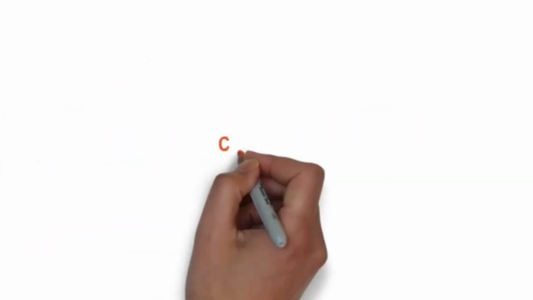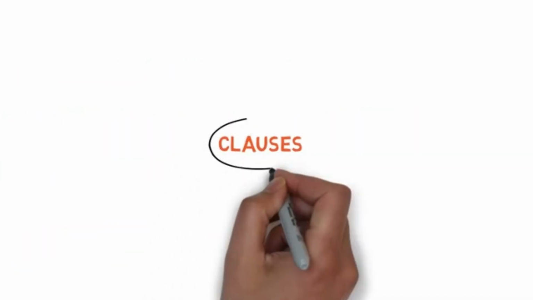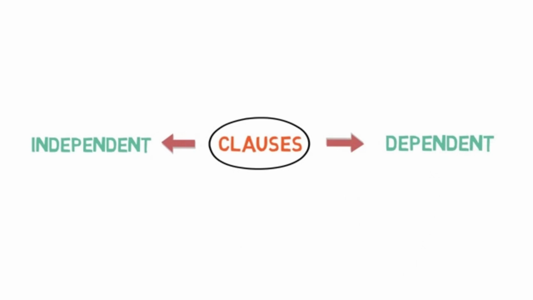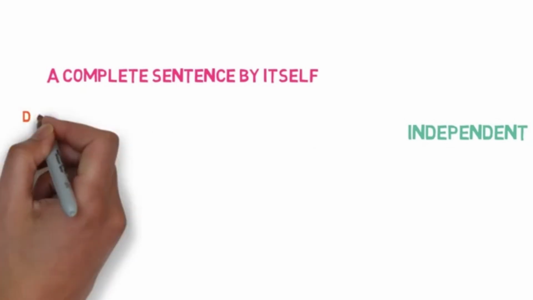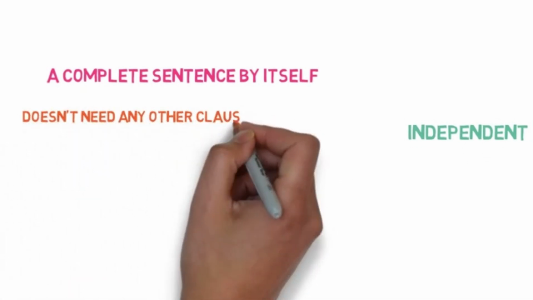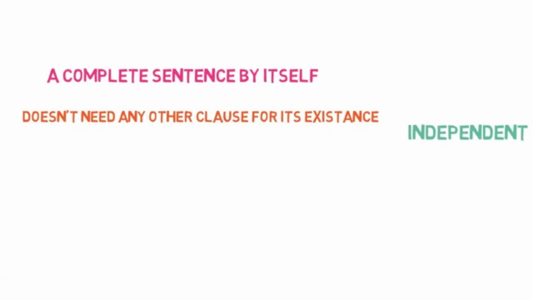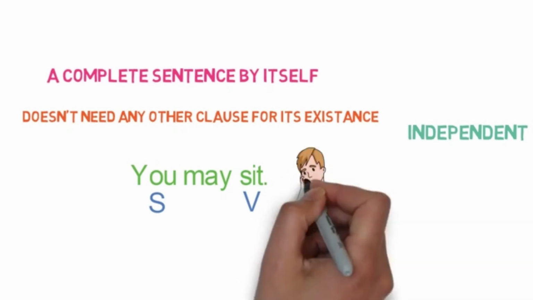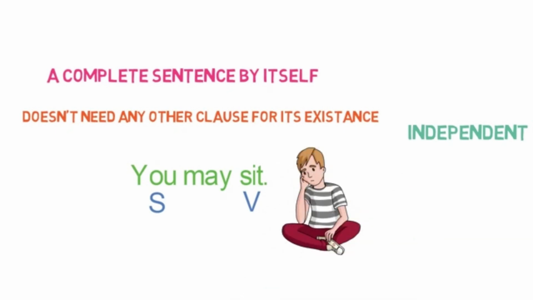Now, clauses are mainly divided into two parts based on their usage. It may be an independent clause or a dependent clause. An independent clause is actually a complete sentence by itself. It doesn't need any other clause for its existence. For example, you may sit. Here, you is the subject and sit is the verb, and the whole sentence is giving a complete thought by itself. So, it's an independent clause.